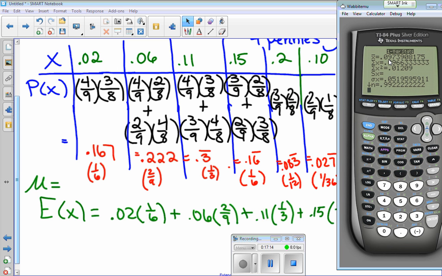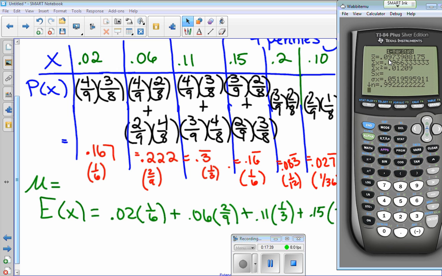Now, expected value or mean is never going to be an exact answer. You're not going to say the expected value is 10 cents, you would say 9.7 cents, okay? Again, you would get that same exact answer if I went ahead and multiplied 0.02 times 1/6 plus 0.06 times 2/9, etc. I'm just trying to show you a quicker way to get the answer. Okay?